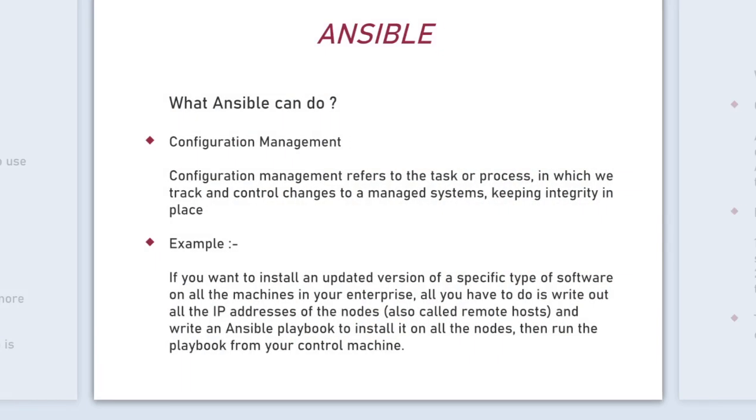3. What Ansible can do. Configuration management. Configuration management refers to the task or process in which we track and control changes to a managed system, keeping integrity in place. Example: if you want to install an updated version of a specific type of software in all the machines in your enterprise, all you have to do is write out all the IP addresses of the nodes, also called remote hosts, and write an Ansible playbook to install it on all the nodes. Then run that playbook from your control machine.